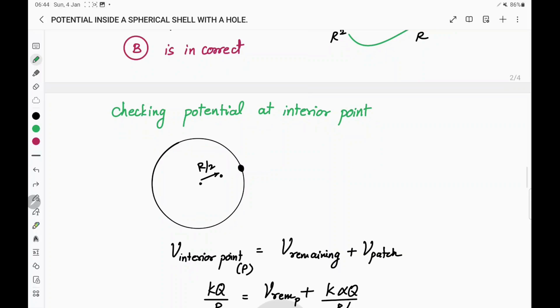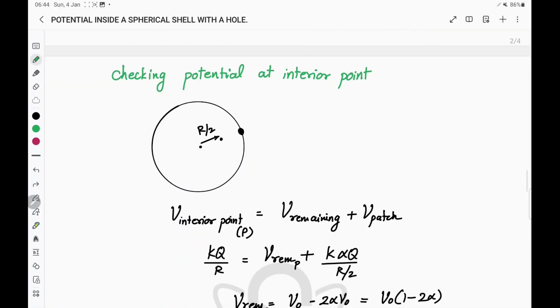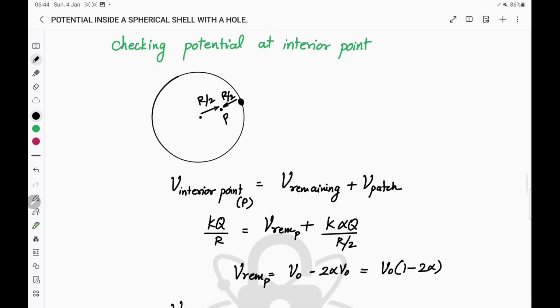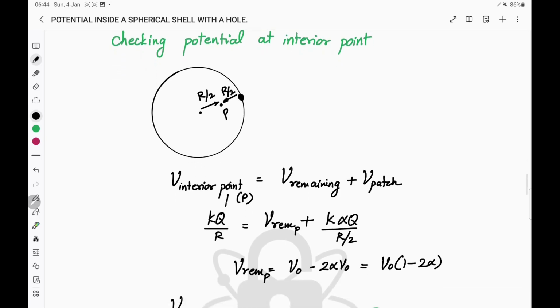Moving on to checking the potential at the interior point again, but this time it's not the center. This time they are asking it at this point P, which is at a distance r by 2 from the center of the sphere and r by 2 from the patch as well. Again, potential is a scalar. So potential at any interior point must be equal to kq by r. We have used that idea.